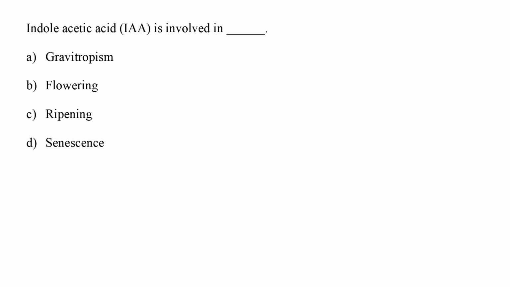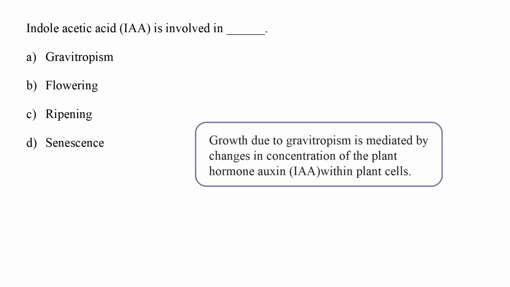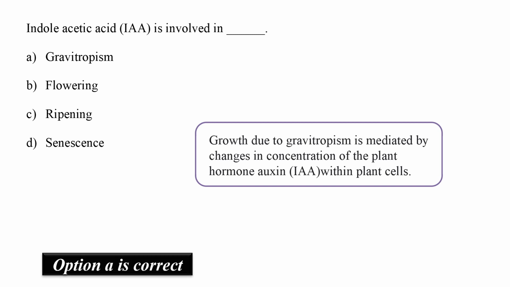The next question is, indole acetic acid or IAA is involved in. Indole acetic acid is an example of the hormone auxin, and growth due to gravitropism is mediated by the change in the concentration of this hormone within the plant cells. So option A is correct.